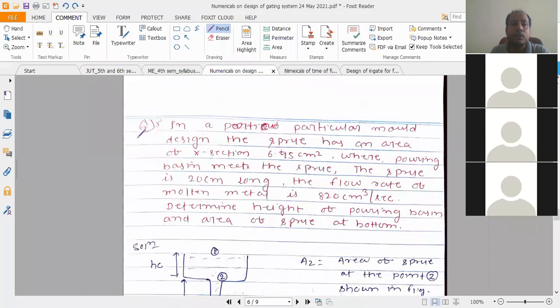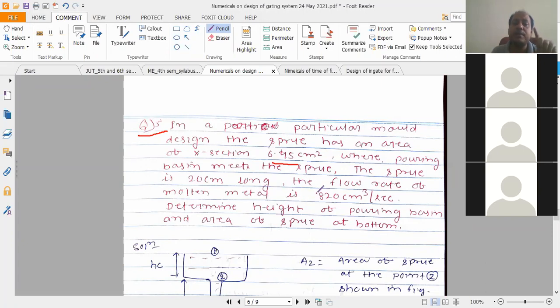is question number 5. Let's check the question and read it. In a particular mold design, the sprue has an area of cross section 6.45 centimeter square where the pouring basin meets the sprue, meaning the area at the entry point of the sprue is given as 6.45 centimeter square. Now the sprue is 20 centimeter long. The height of the sprue is 20 centimeter.